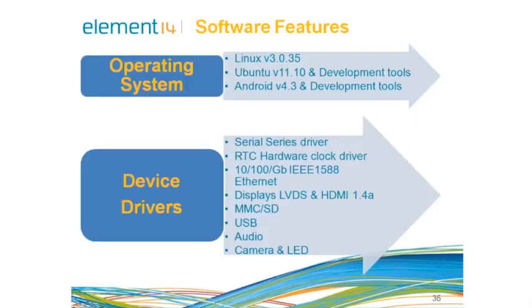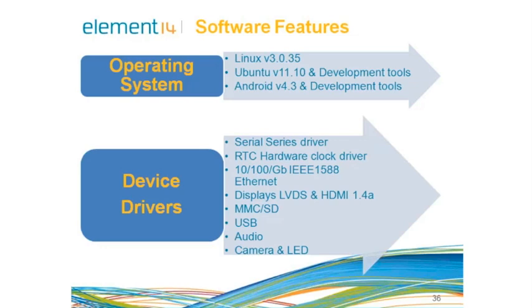Now let us have a look at the software features. Operating systems. It supports Linux. It supports Ubuntu 11.10 and it has Ubuntu development tools available as well. It supports Android 4.3, that is Jelly Bean, which comes loaded in the eMMC card, and it also has very powerful Android development tools available to build any of your applications on top of Android.